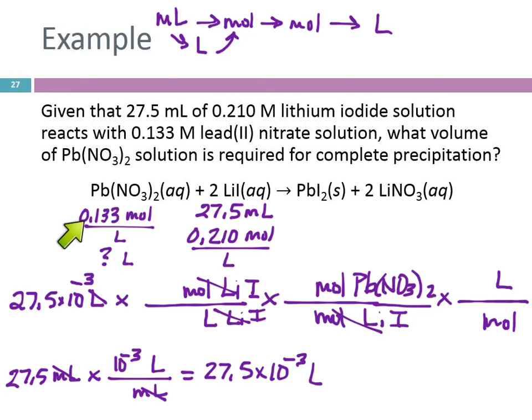This molarity is for the lead nitrate. Right? This was the lithium iodide. This one's the lead nitrate. And so 1 liter to 0.133 moles. This is the concentration for the lithium iodide, that's this guy right here, 0.210 moles per liter. Mole to mole ratio from the equation, 1 mole of lead nitrate to 2 moles of lithium iodide. 1 of these to 2 of those.